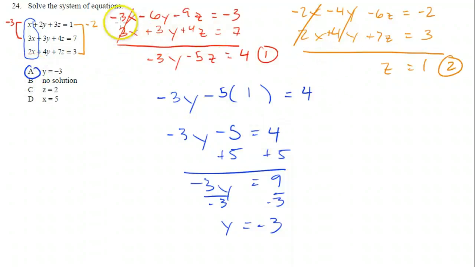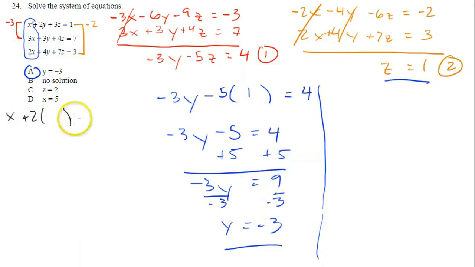But just in case you need to do this on the actual test, let's look at how we would find x. Because so far we have z and we have y. To find x, we just choose one of these equations, like the first one, this looks nice. And we can substitute our values of y and z to solve for x. We have x plus 2 times y, which we now see our y is minus 3, plus 3 times z, which we also know our z value is 1, is equal to 1.